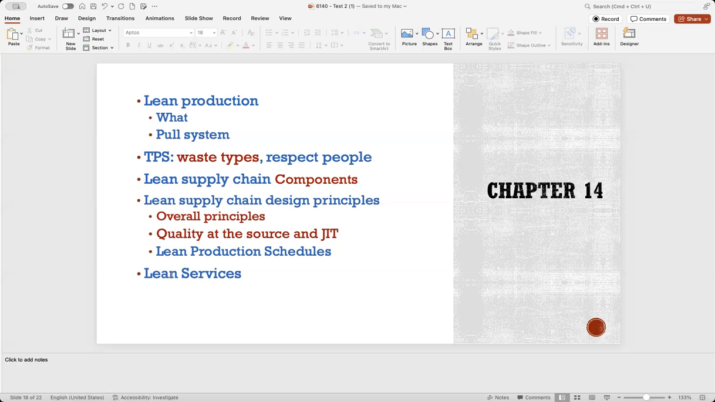So take a look at the lean services, which is also the last part of chapter 14. This is all of the things I'd like you to review for all four chapters to prepare for test two. In the last few slides, I also gave you some examples of the kinds of questions you may meet in test two.